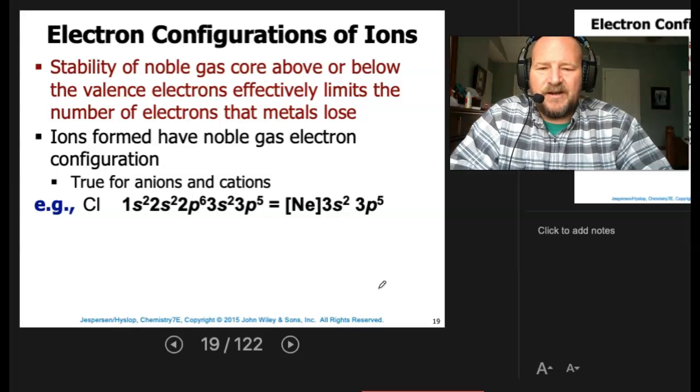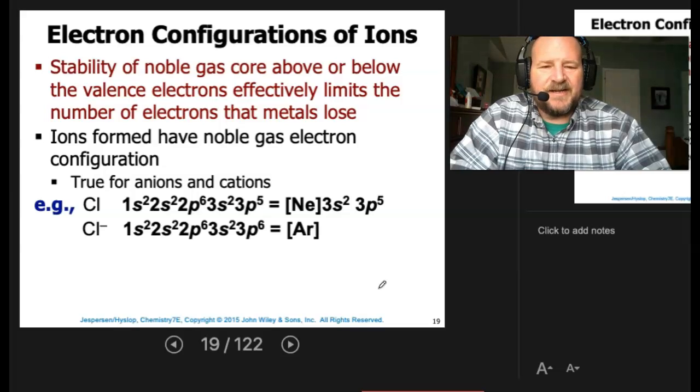So if we look at chlorine, chlorine we know is going to be 3s2, 3p5. What's it want to do? It wants to gain an electron. It's going to end up looking like argon and completing that p orbital.